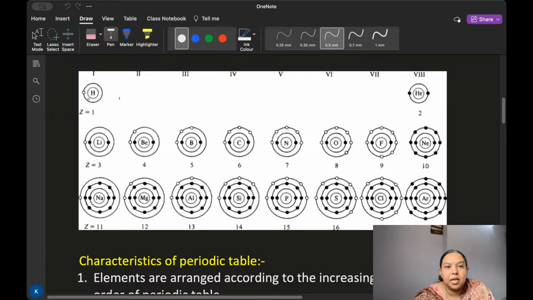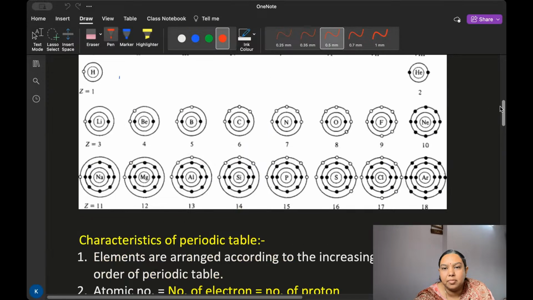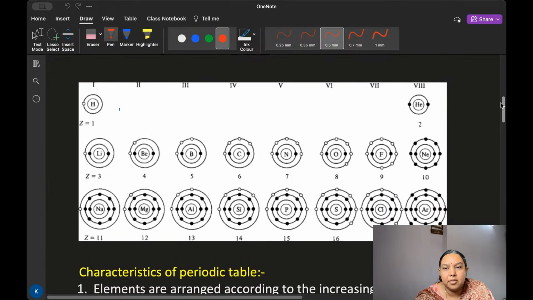We all know that atoms are arranged in the increasing order of their atomic number. So here I have this periodic table in which you can see atoms and their shells. We are going to study about 1 to 20 elements.